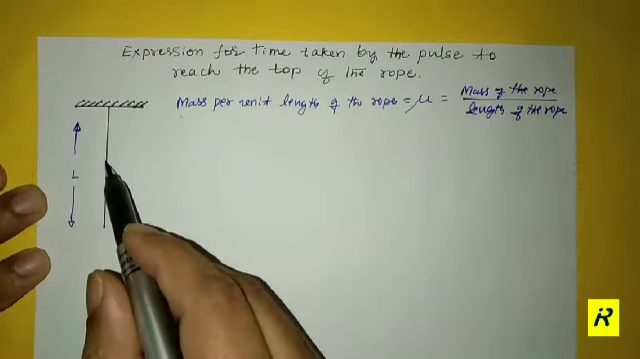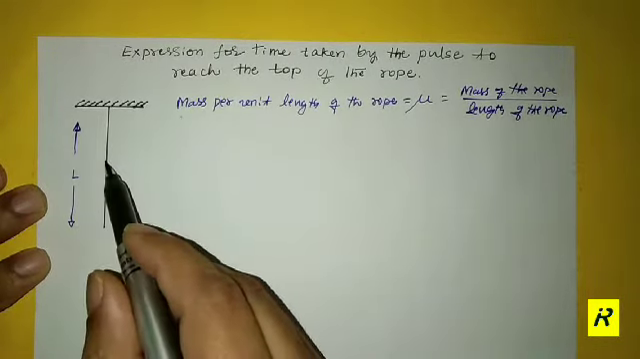Now, if you give a pulse at the bottom, here is a pulse. This pulse will rise up and reach the top at this point. At this moment, we will simply consider a small segment of width dx. The arbitrary length of this elemental segment, from the bottom to this point, is say x.